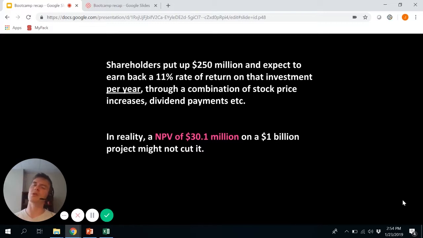We're just assuming that they're giving up the $250 million, and then we're sort of waiting towards the end to see whether it pencils out with enough money, economic value, to sort of pay off the shareholders. And what this might suggest, if you think deeply about it, is that a net present value of $30.1 million on a $1 billion project might not cut it, because those shareholders are going to want to see 11% return on equity per year on their initial investment of $250 million. So even though this net present value is greater than zero and it might pass the initial test, in real life it might be kind of an iffy choice to go forward on this project.